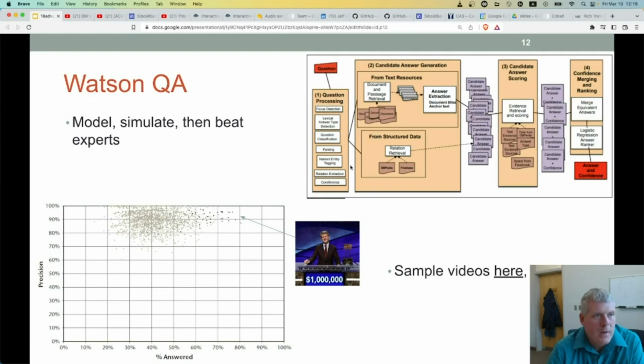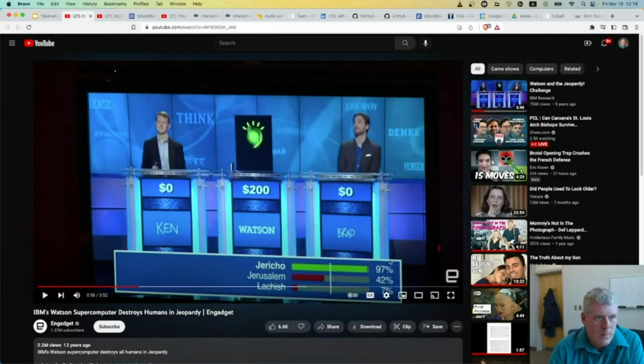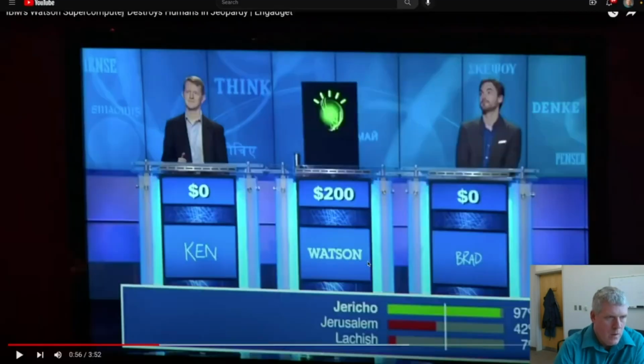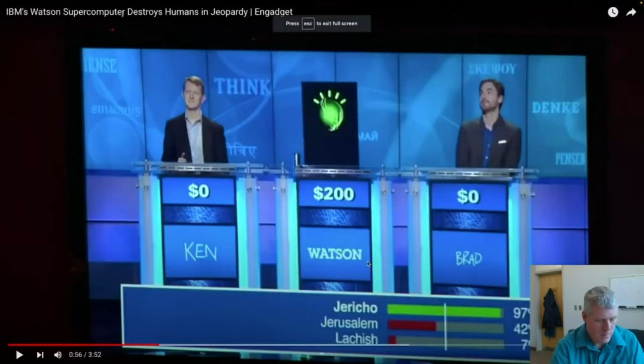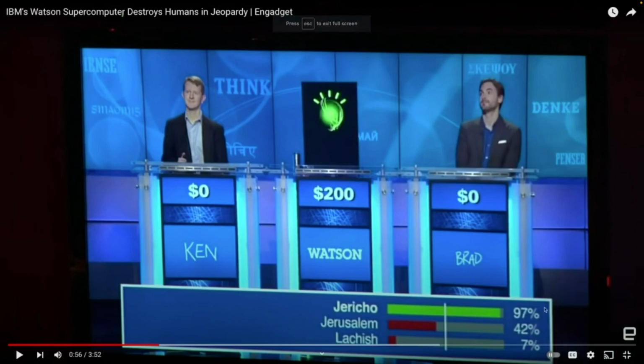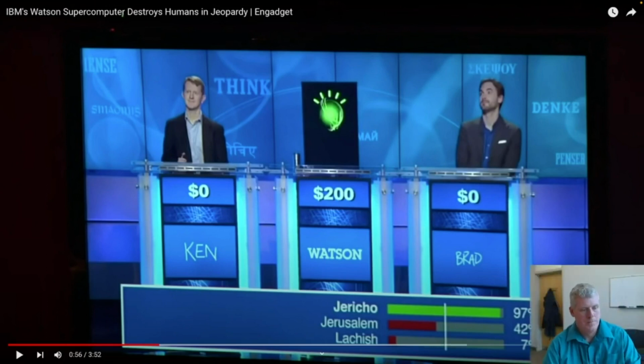You have all these components that go into it, and you have these candidate answers, and then you have to score the candidate answers and then get a confidence. And that's what we saw in that video a second ago. Let me just go back there real quick. Right there, you see these percentages at the bottom. Let me remove myself for a second. These down here are percentages of confidence that Watson had about the answers. Jericho is the top by far, right? Okay.